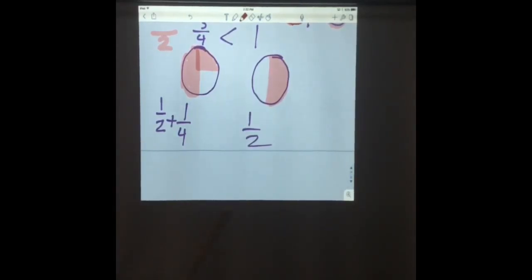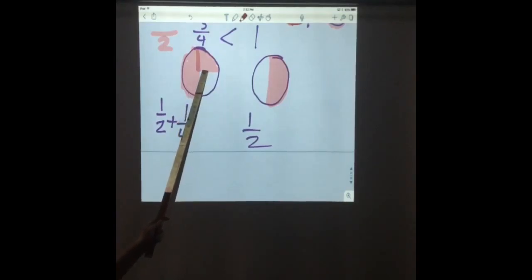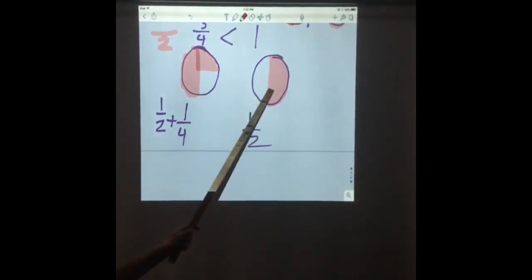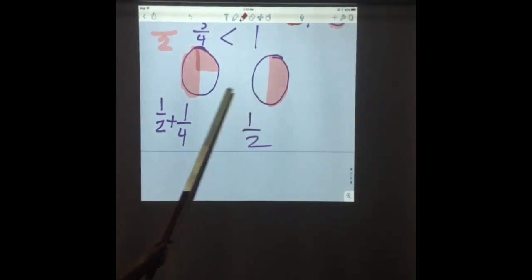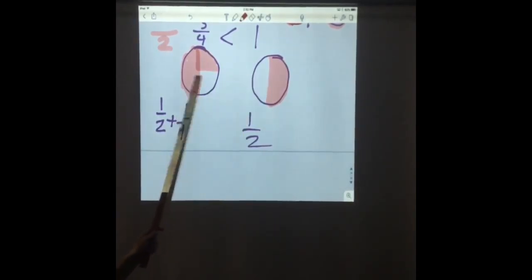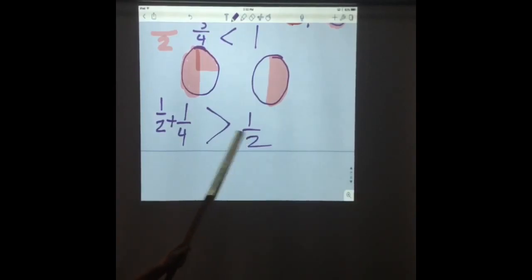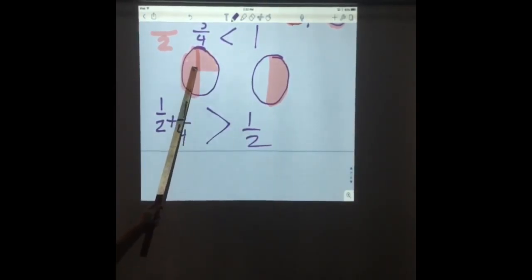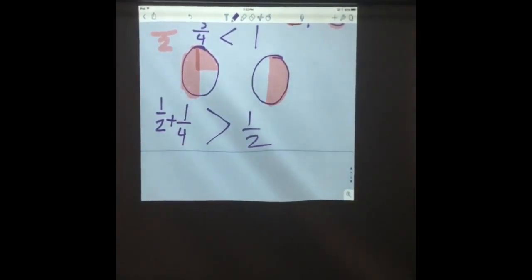Now the question is, is this greater than this? Or is this less than this? Or is it equal to this? Yeah, that's right. It's greater than a half, isn't it? Because there's more of it filled in than this one, right? Okay, what if we did another one?